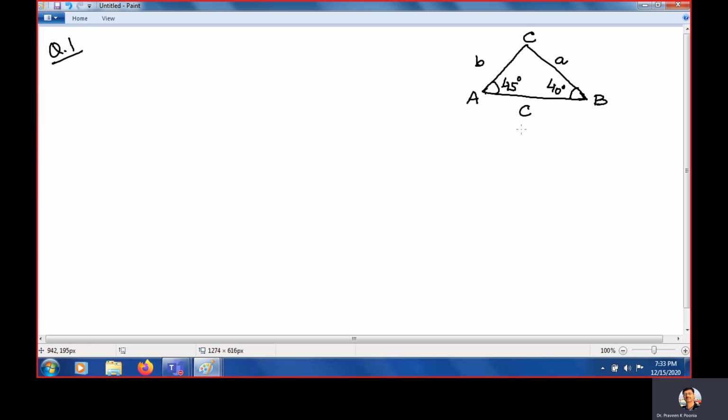One side is given. So two angles and one side. The side may be anything. Clear? Any side. So let us take this side is given. What is given? First we'll write given. Angle A is given, it is 45 degree. Angle B is given, 40 degree. And A is equal to 12 is given.